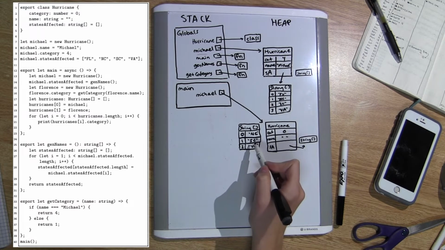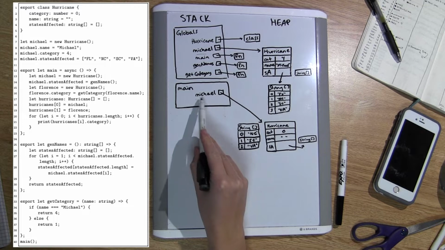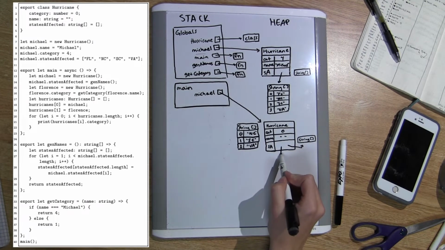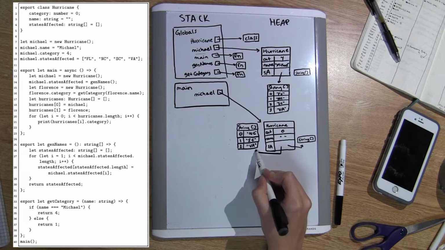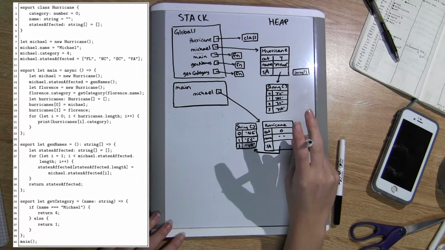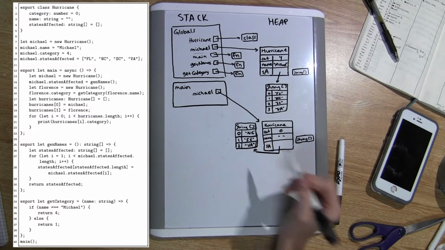Well, remember back at line 14, we were assigning the result of calling genNames to Michael.statesAffected. So we look at our Michael from within the main frame and its statesAffected property. And we simply reassign that pointer to the array that we just returned from our genNames function call. So instead of pointing to this empty string array, the statesAffected property of this Michael variable now points to this array that we just returned.